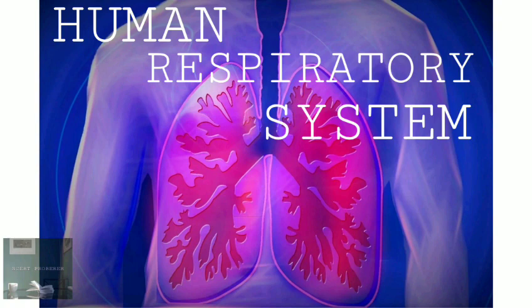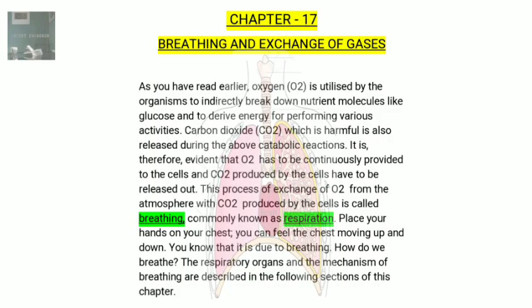So let's start. Chapter 17. Breathing and Exchange of Gases. As you have read earlier, oxygen is utilized by the organisms to indirectly break down nutrient molecules like glucose and to derive energy for performing various activities. Carbon dioxide, which is harmful, is also released during the above catabolic reactions. It is, therefore, evident that O2 has to be continuously provided to the cells, and CO2 produced by the cells has to be released out.